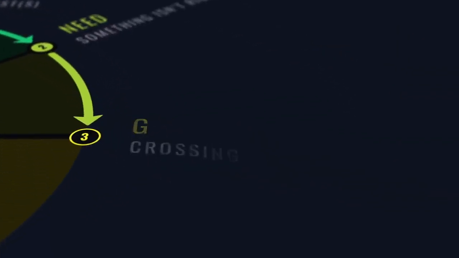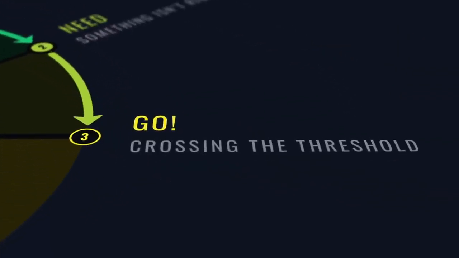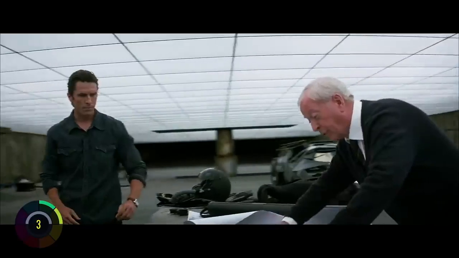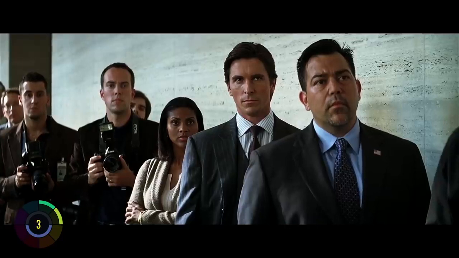Step 3 is go. You go. This is where your main character enters the chaos realm of the circle. Batman needs a replacement, so he actively seeks that out in the form of Harvey Dent, the new promising DA.